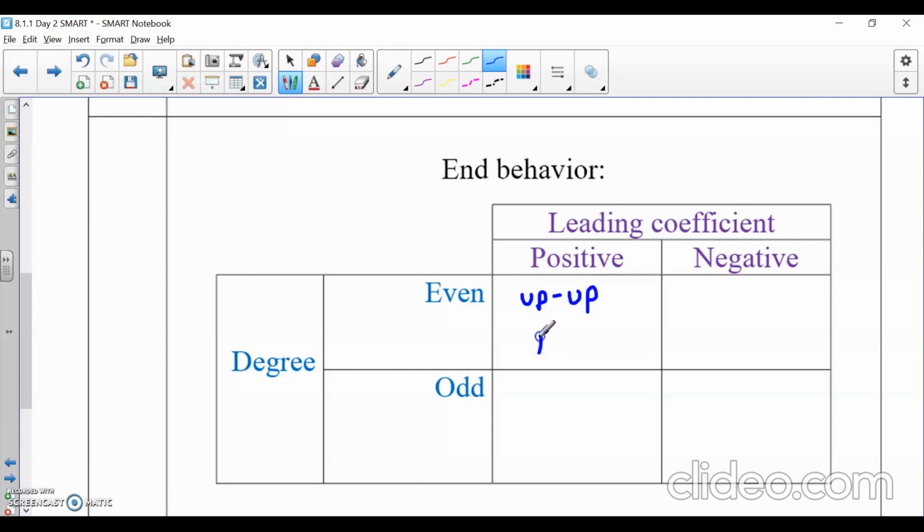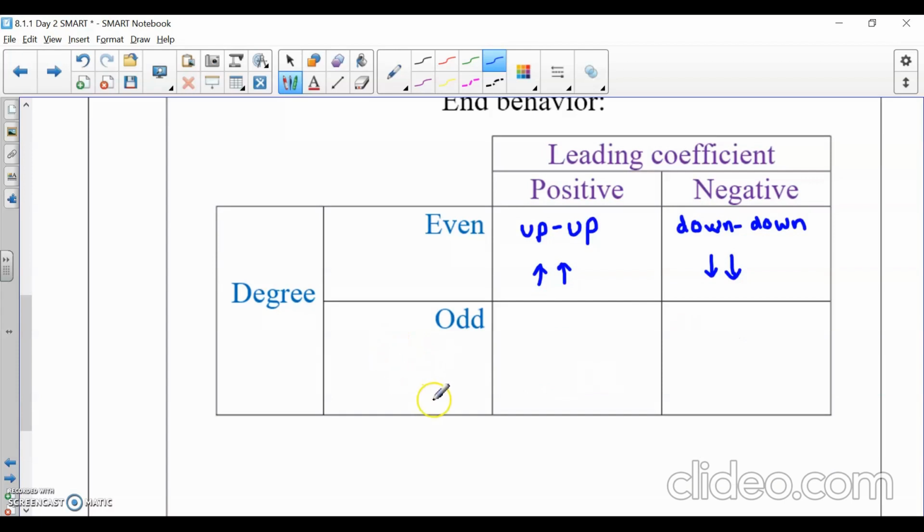Okay, so we got up, up here. And these boxes are all just combinations of these ones. So this is even positive. And then here, if our leading coefficient is negative, but our degree is still even, then we are going to go ahead and say that this is going to be down, down. So both ends of our graph are going to be pointed downwards.